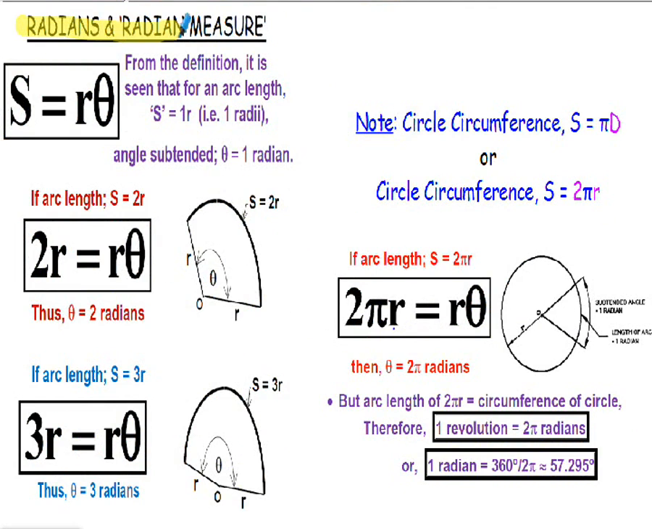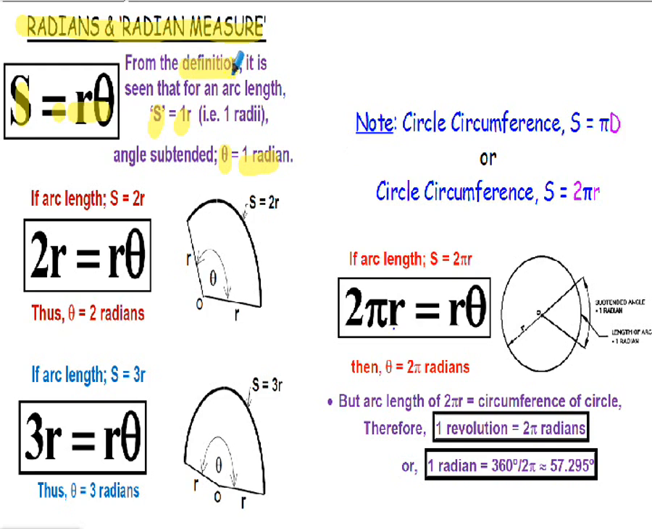Let's now consider radians and radian measure. Given our formula, S is equal to R multiplied by theta, if we make the arc length of our sector equal to the radius, then the angle subtended, theta, would equal 1 radian.